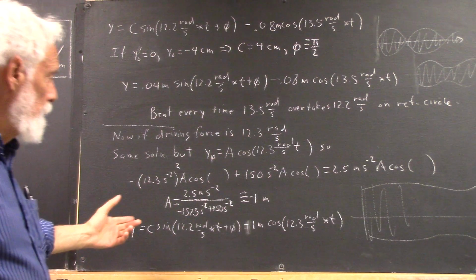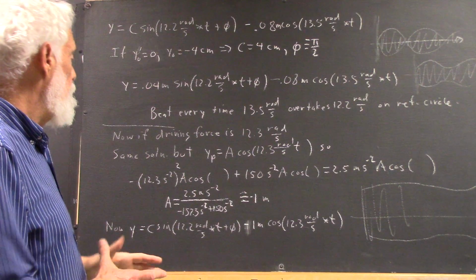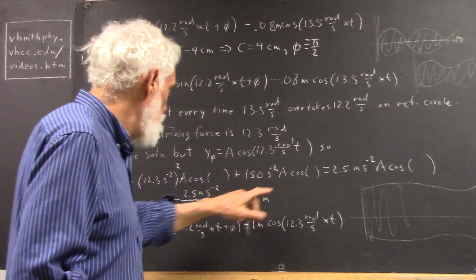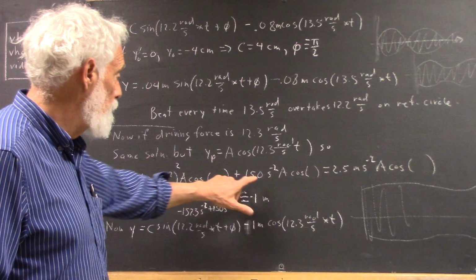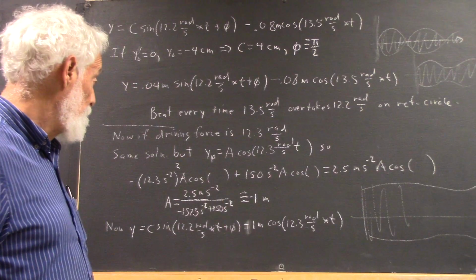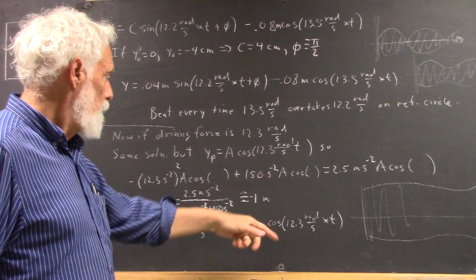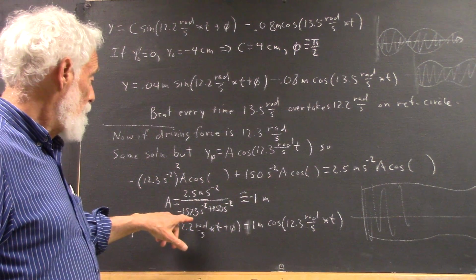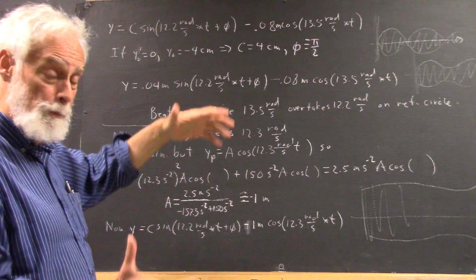And also, our amplitude is going to be much different. Okay, when you do this, this is negative, this is positive, but this is going to be much closer to this than it was. So when you solve for A, you're going to get 2.5 meters per second squared divided by about negative 2.3 meters per second squared, pretty close to a meter.